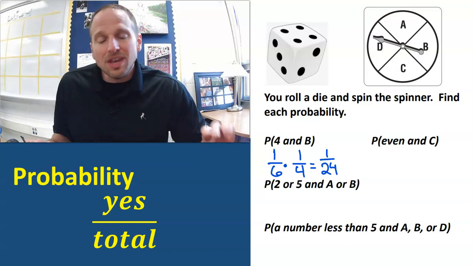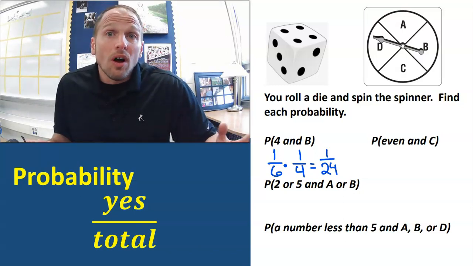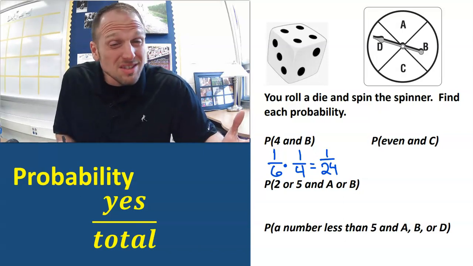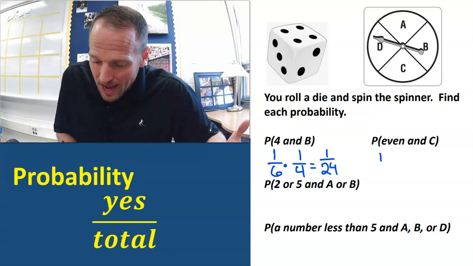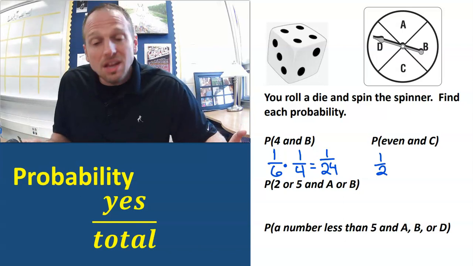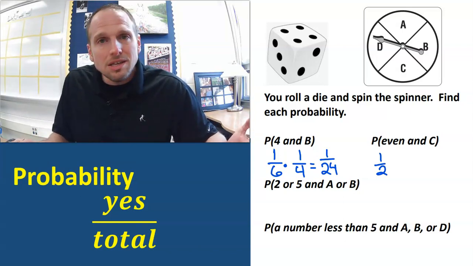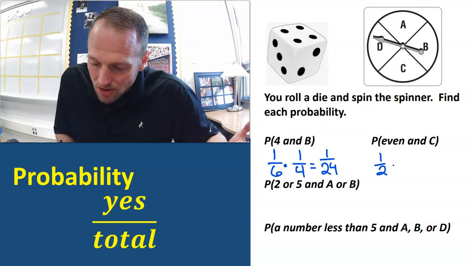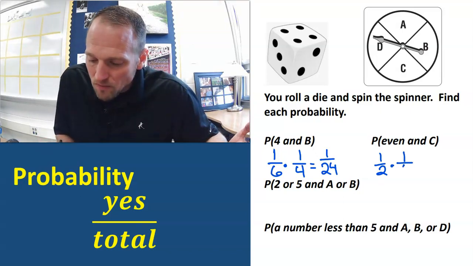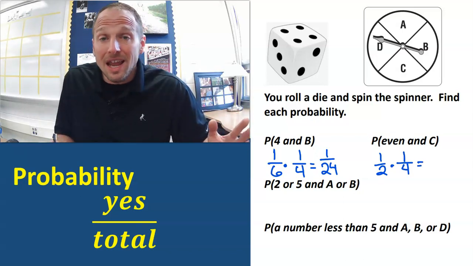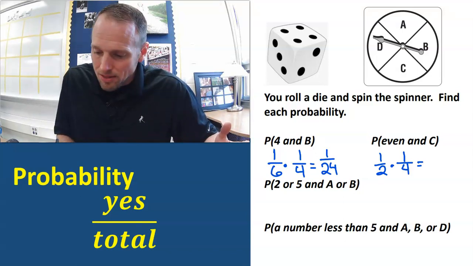What's the probability of getting an even? Well, on a die, 3 are even out of 6, or we could even say the probability of getting an even is 1/2. What's the probability of spinning a C? Well, there's 1 C on there out of 4 total letters, so the probability of getting an even and a C is 1/2 times 1/4, which is going to be 1/8.